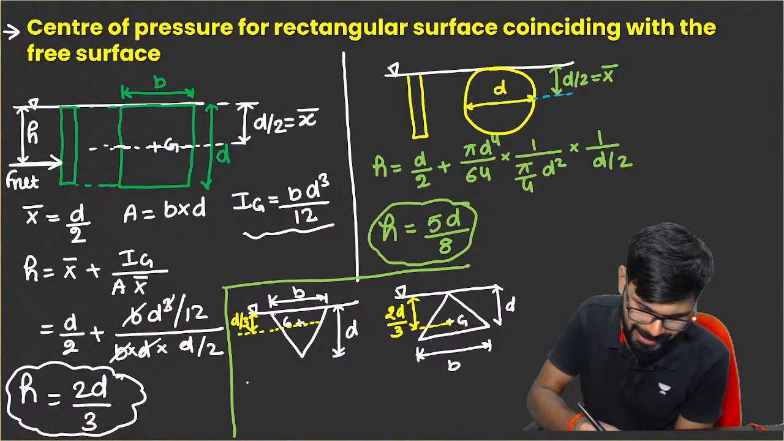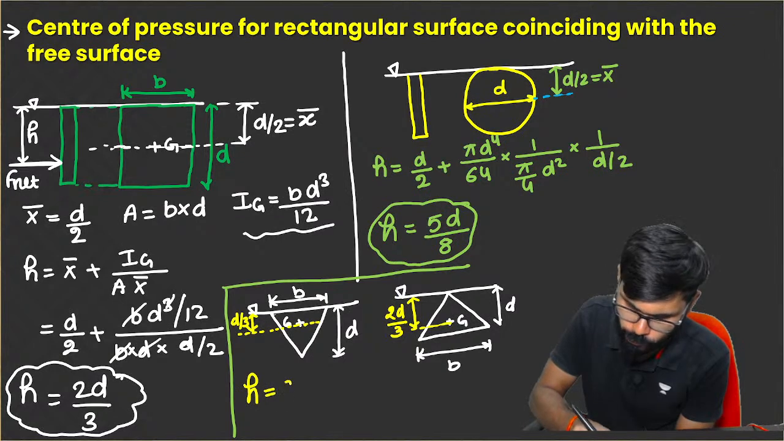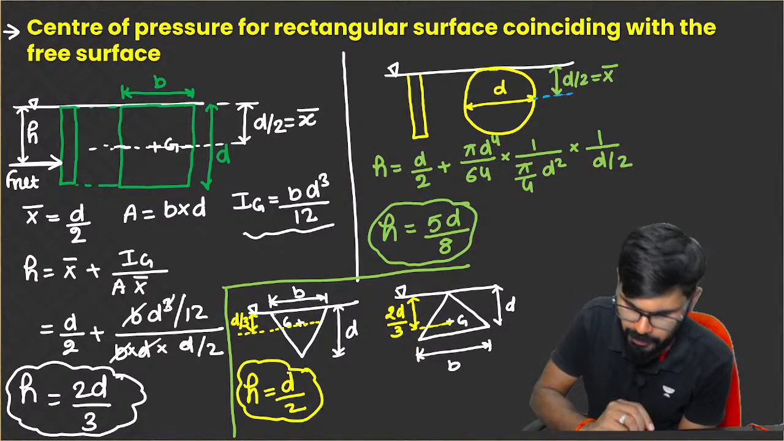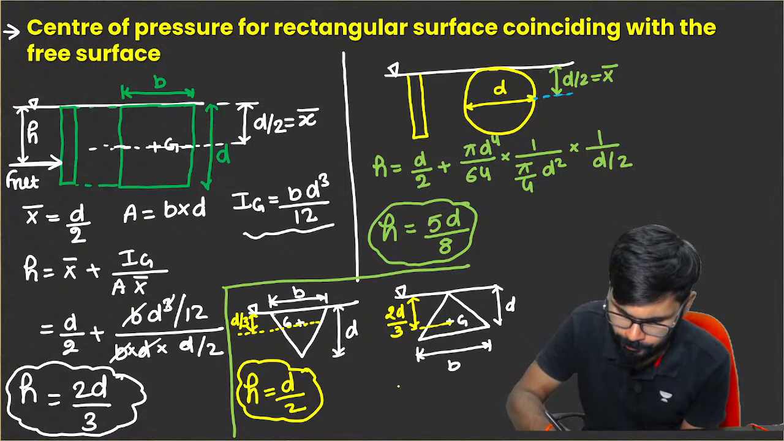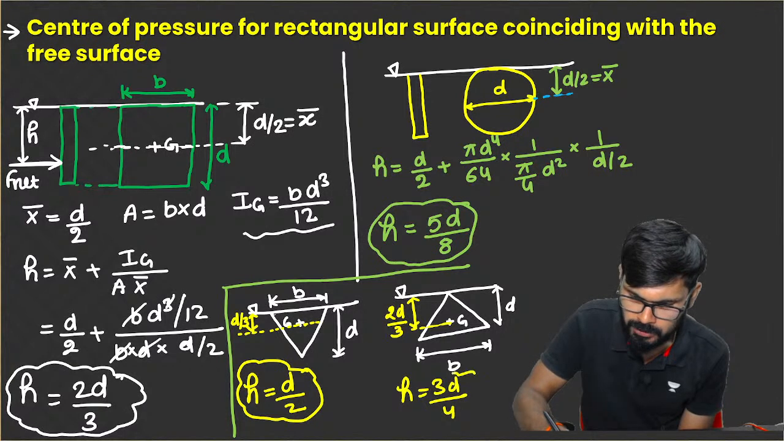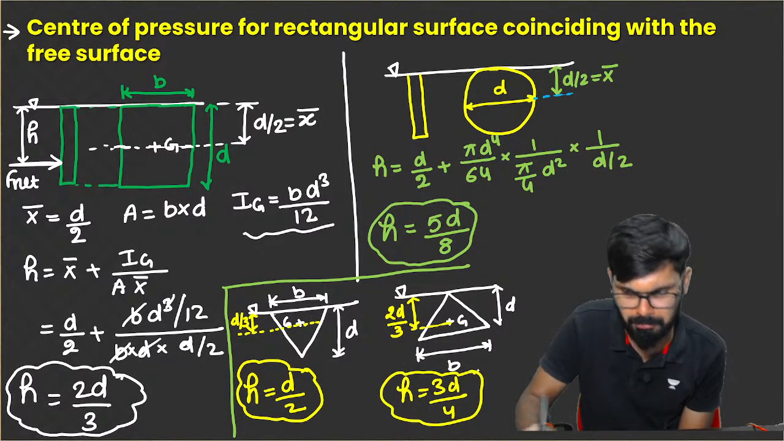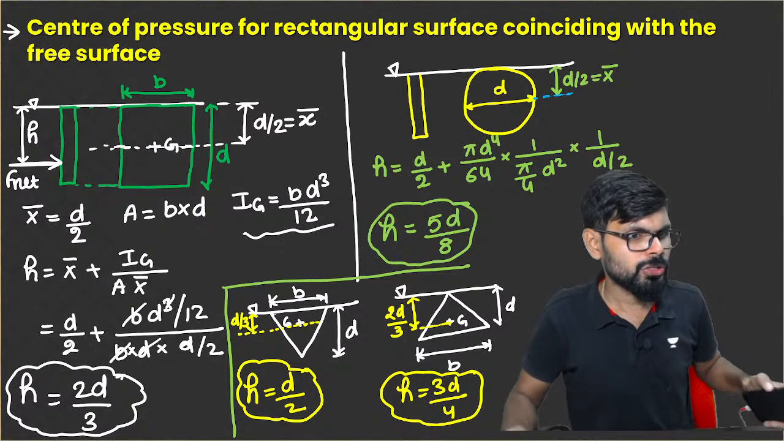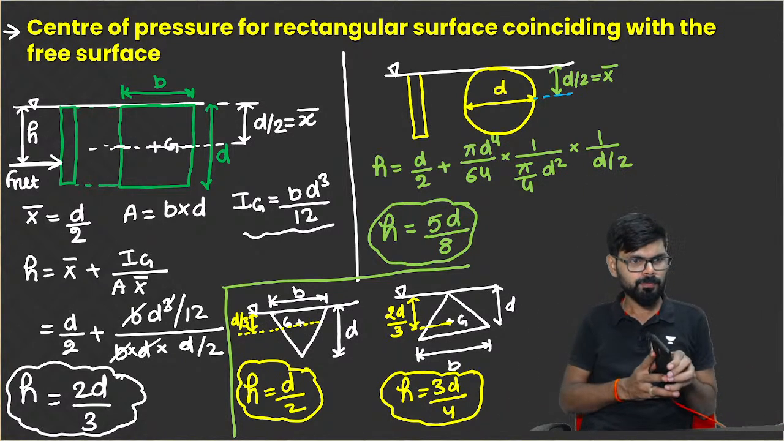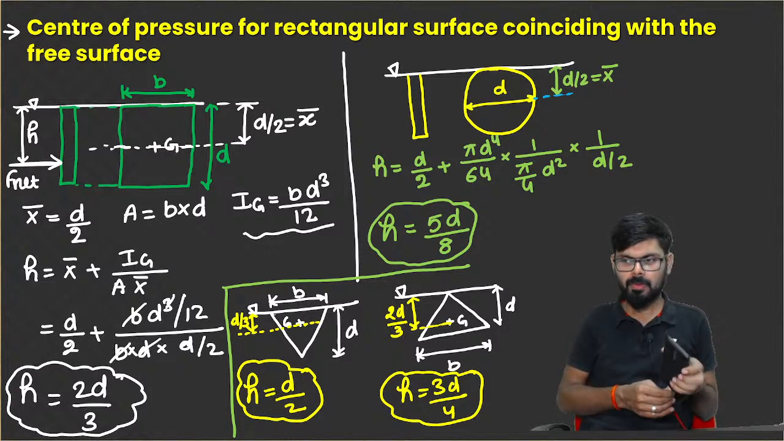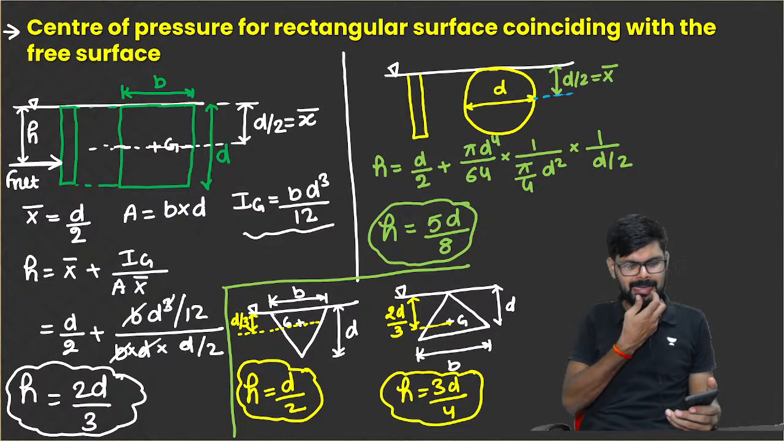So if you calculate, in this case it will come h is equal to d by 2. Check whether I am correct or I am wrong. I think 3d by 4. Maybe I am wrong. You just check it. These are the standard cases that you need to remember.